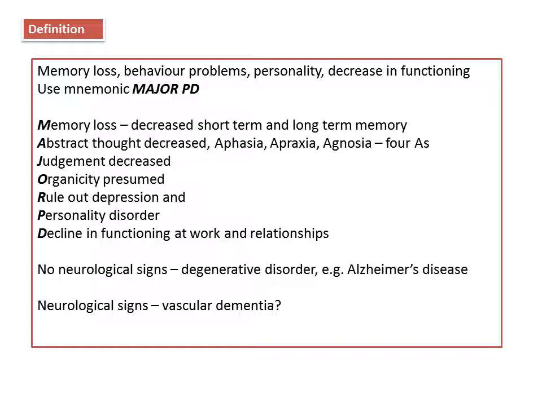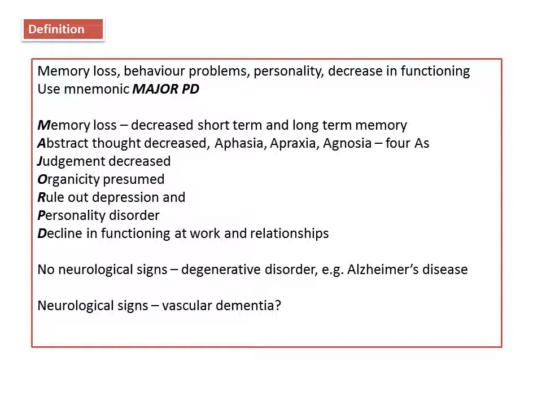Dementia is a memory loss, behavioral problem, personality problem, and decrease in functioning. We can use the mnemonic major PD: memory loss, decreased abstract thought, aphasia, apraxia, agnosia, decreased judgment, organicity should be presumed. Also, we should rule out depression and personality disorder. And last, there is a decline in functioning at work and relationships.